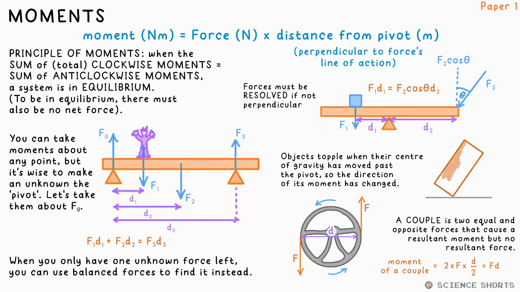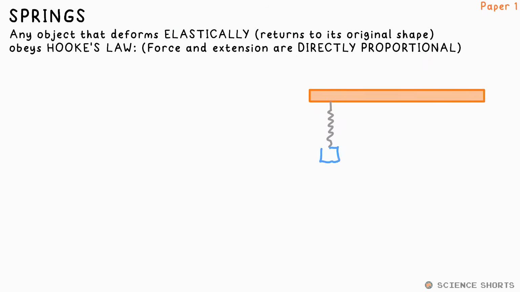An object will topple over if its center of gravity has moved past the pivot vertically, so the moment due to its weight has changed direction from clockwise to anti-clockwise or vice versa. Forces can also deform an object. If you pull on a spring that is fixed at one end, it will stretch or extend.